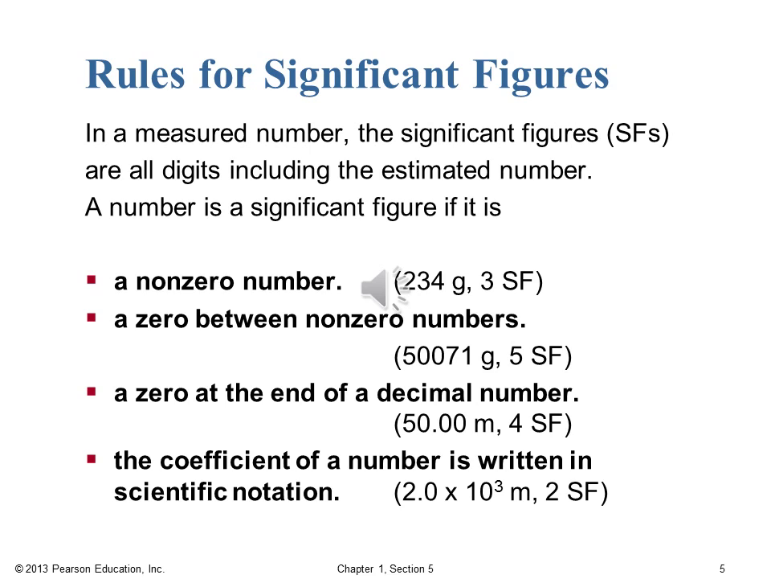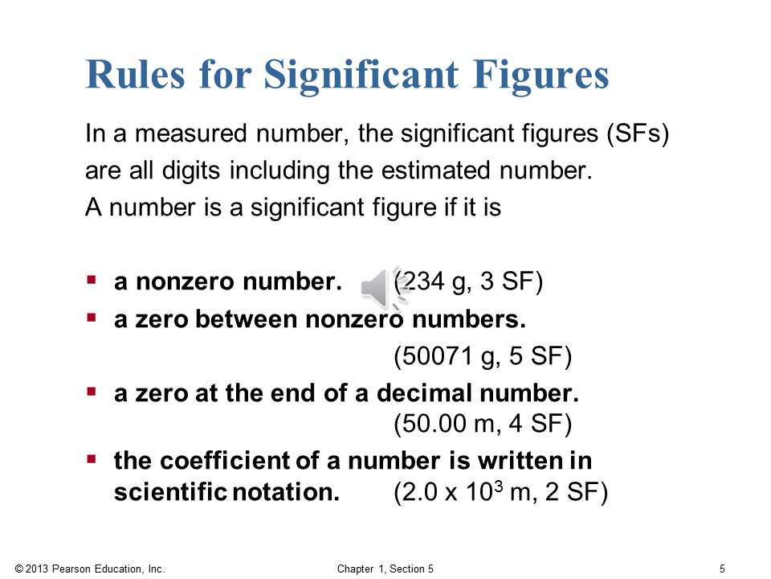The rules that we would need to determine if a figure is significant would be, first of all, any number that's a non-zero number would be significant. So if we have 234 grams, for instance, we have 3 significant figures. Each of those is a non-zero digit, so they'll always be significant. If we have a 0 between non-zero numbers, then those zeros are also always significant. So in the example we see here, 50,071 grams, that's 5 significant figures because those zeros are in between non-zero digits.